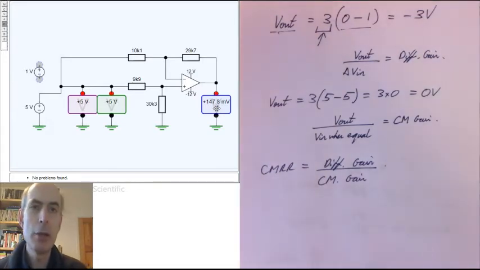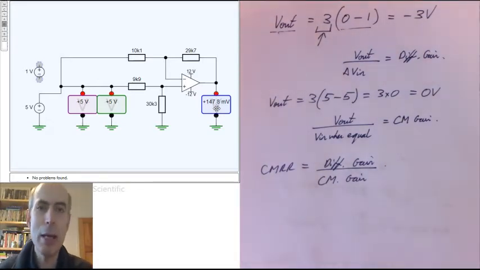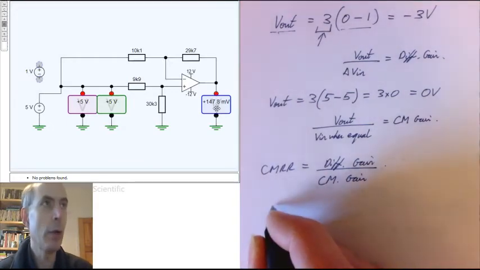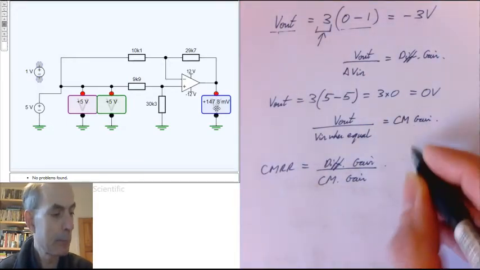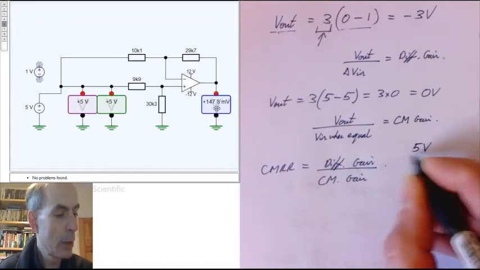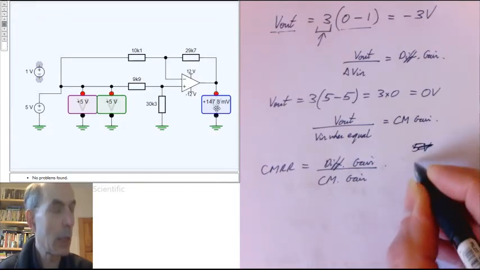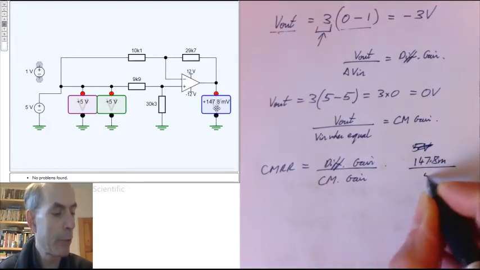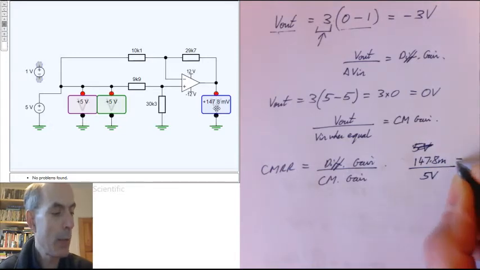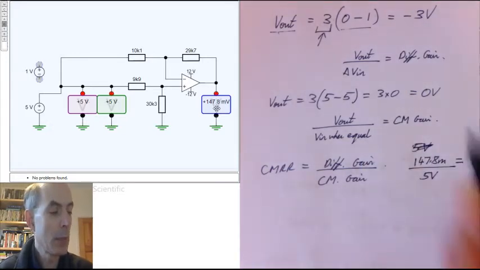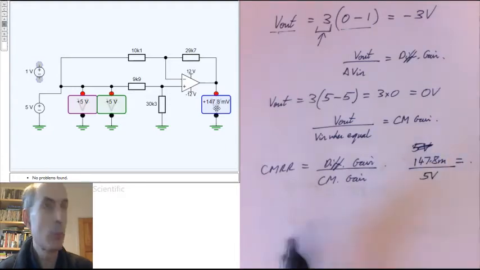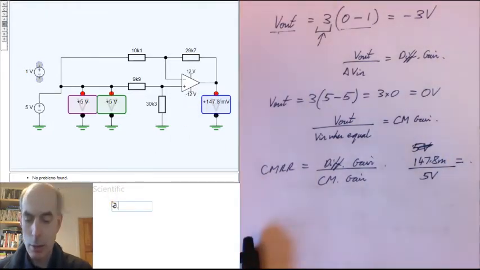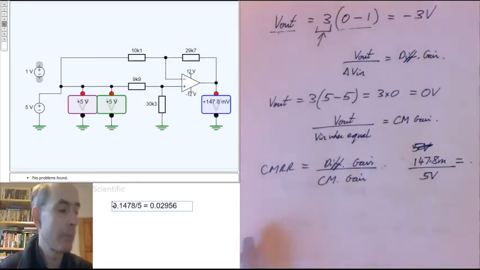5 volts in is producing 147.8 millivolts out. So our output, 147.8 millivolts, divided by our 5 volt input, that is our actual common mode gain, and our actual common mode gain would then be 0.1478 divided by 5, 0.02956.